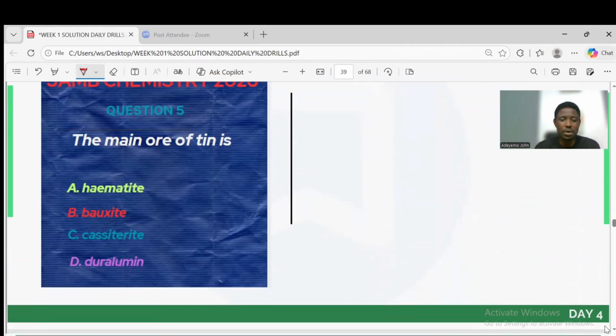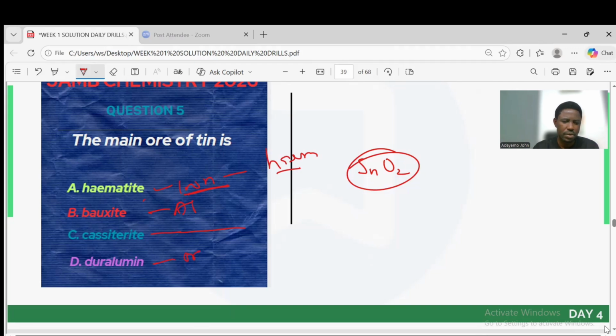The main ore of tin is cassiterite. Maybe you don't even know that tin is Sn. It's stannum, derived from the Latin name. This is the formula for cassiterite. The one for hematite is for iron. When you get hemoglobin, can you see hem? So it's iron, that iron metal that is there. So hematite. So bauxite is aluminium.